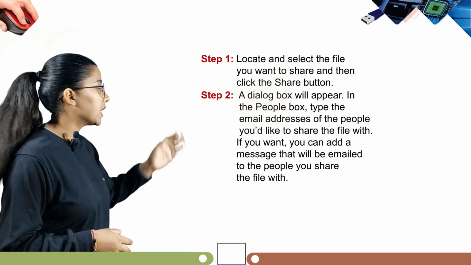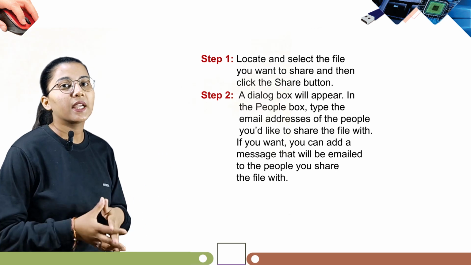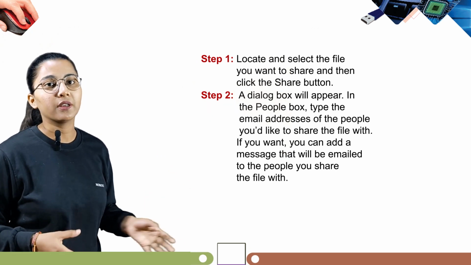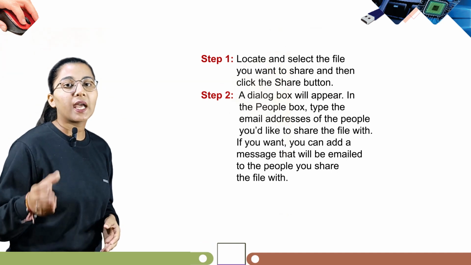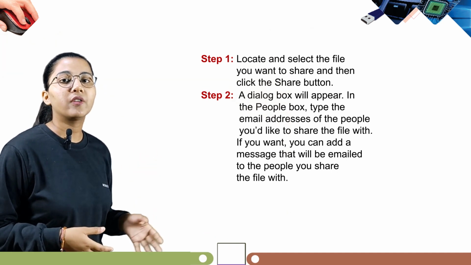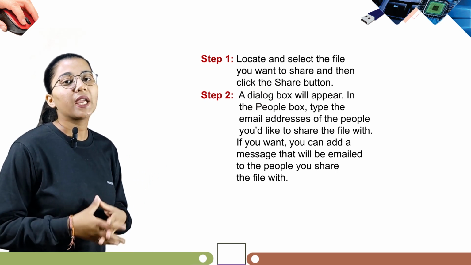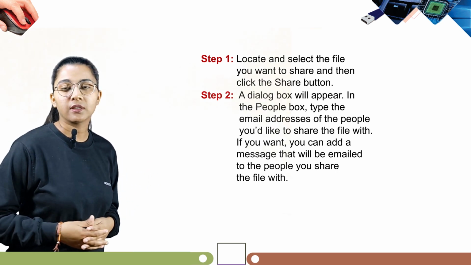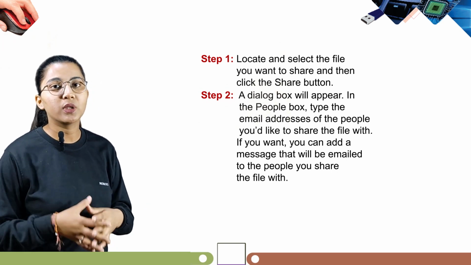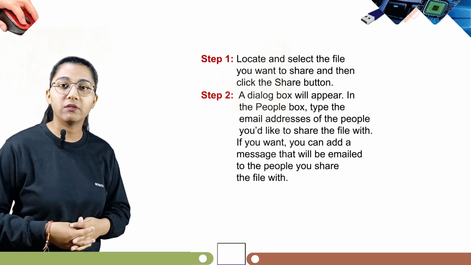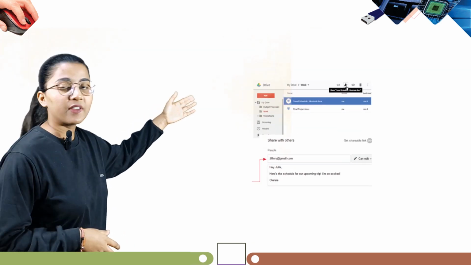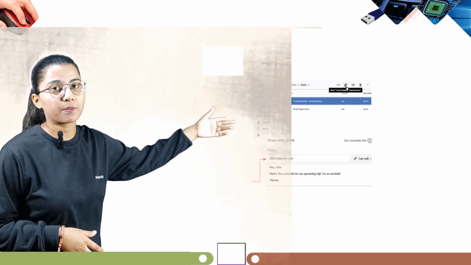Our step 1 is locate and select the file you want to share and then click the share button. Now step 2, a dialog box will appear. In the people box, type the email address of the people you'd like to share the file with. If you want, you can add a message that will be emailed to the people you share the file with. So students, here you can see the interface along with the steps.